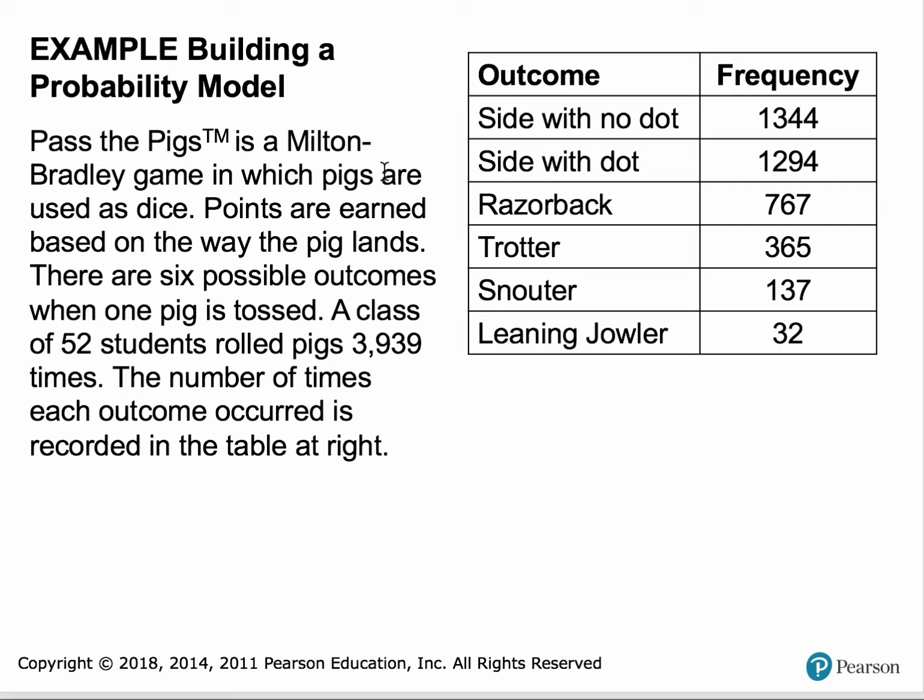Okay. Building a probability model. Pass the Pigs is a Milton Bradley game in which pigs are used as dice. Points are earned based on the way the pig lands. There are 6 possible outcomes when one pig is tossed. A class of 52 students rolled pigs 3,939 times. The number of times each outcome occurred is recorded in the table at the right. The next slide continues this question.